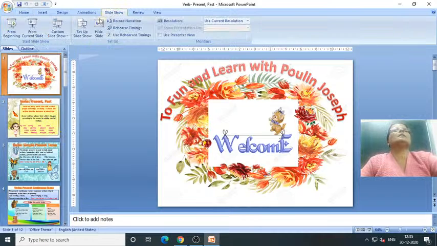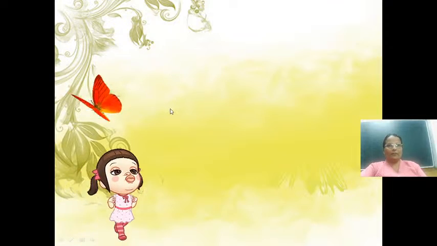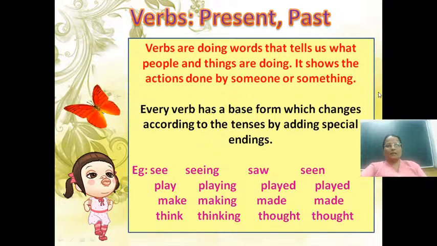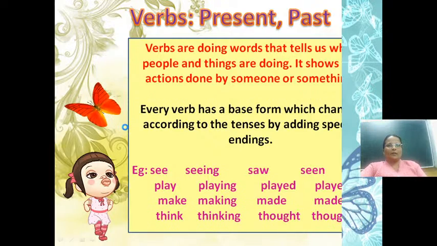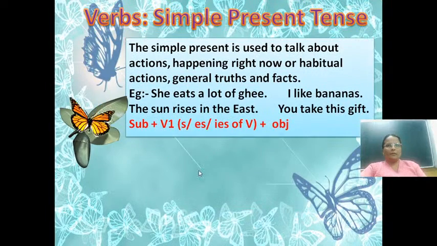Okay, in the last class we learned about different tenses and forms of verbs, right? So the verbs present and past were learned in the last class. Verbs are doing words, and the verbs change their form according to the tenses by having special endings such as ing and ed, etc. Right? This is a very quick revision. And again, in the next slide we learned about simple present tense.